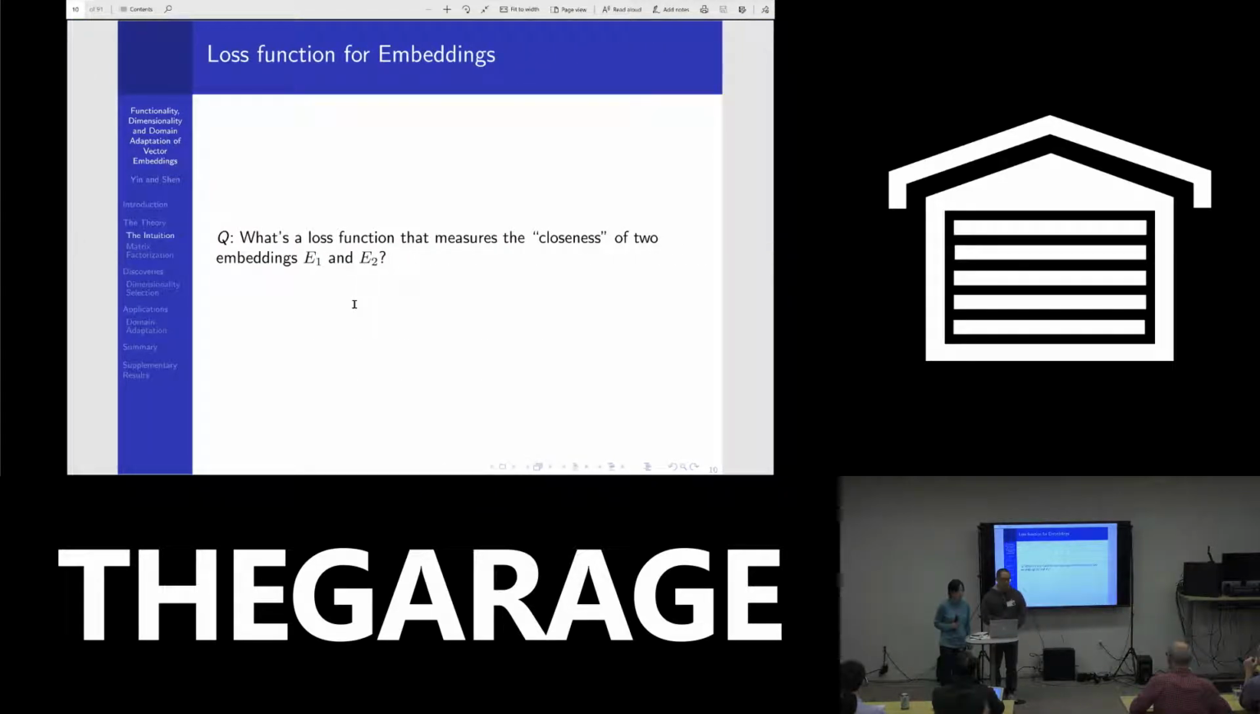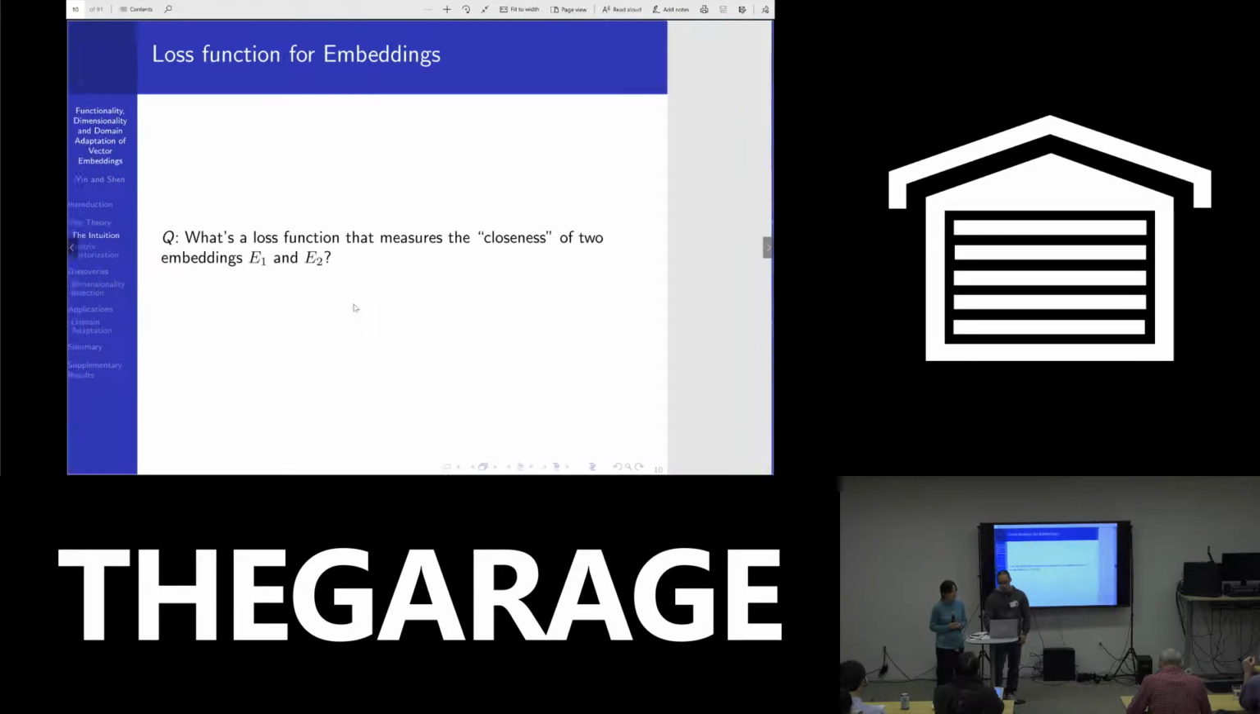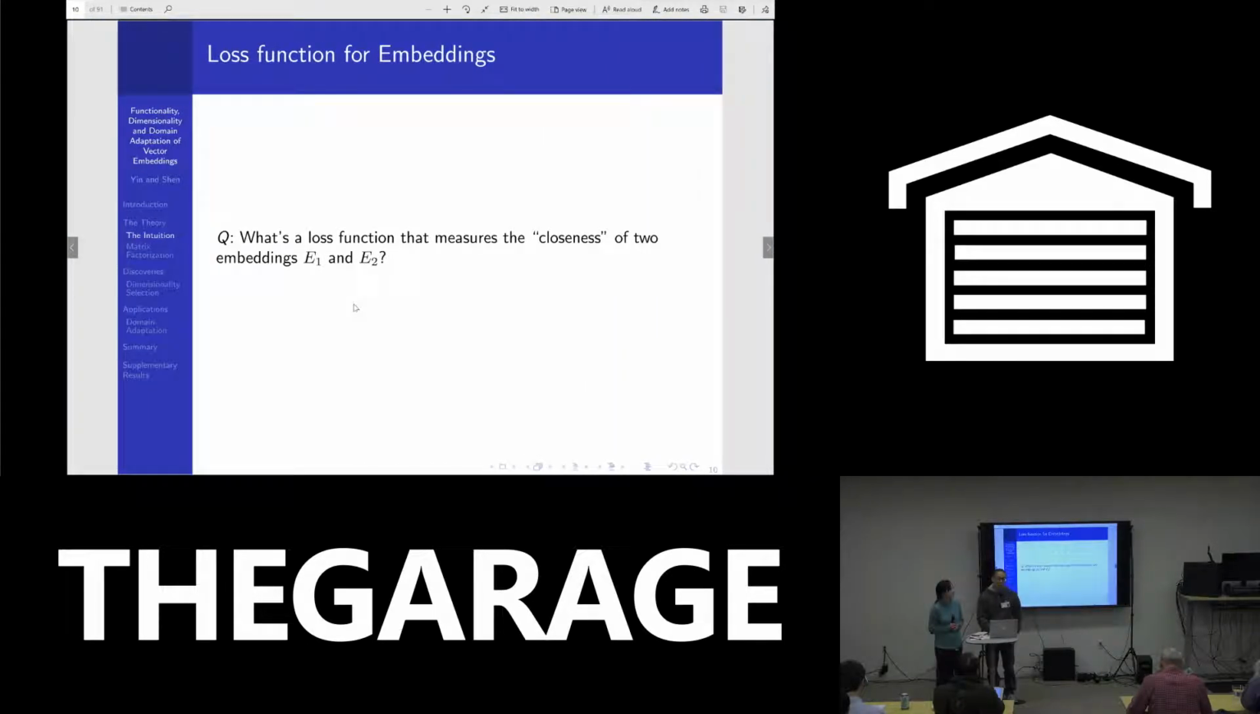This is a question we want to answer. Suppose we have two embeddings, E1 and E2, where remember E1 and E2 are two matrices. How do we measure their closeness? The naive answer people might think of is just a matrix distance comparison. We take the difference between E1 and E2, and we take the Frobenius norm.